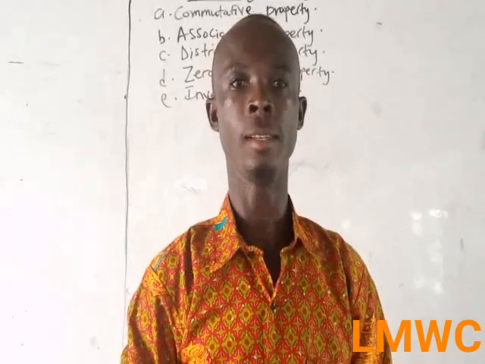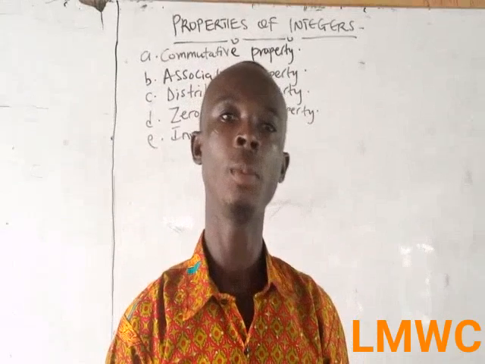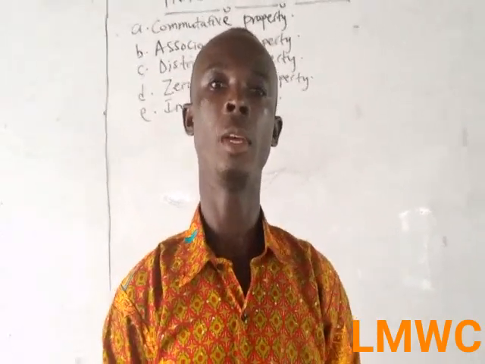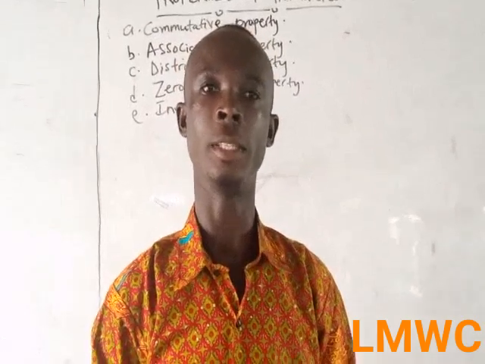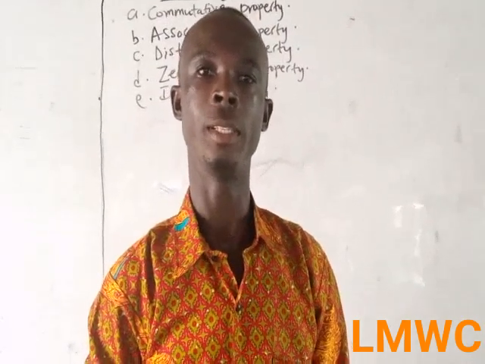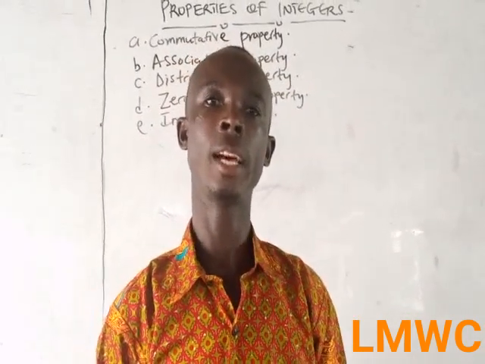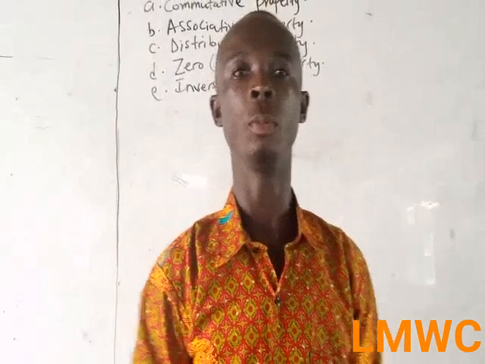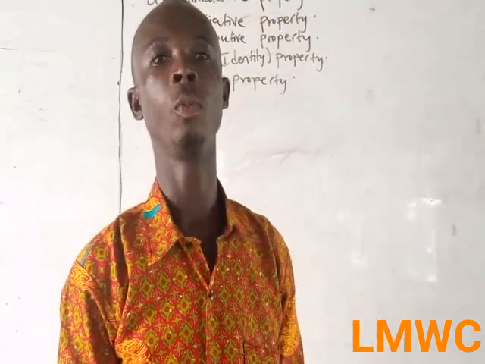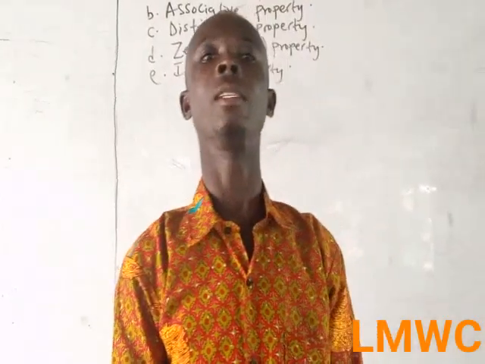This lesson is on properties of integers, and under properties of integers we have commutative property, associative property, distributive property, zero or identity property, and the last one is inverse property. Under commutative property we have commutative property of addition and also commutative property of multiplication.